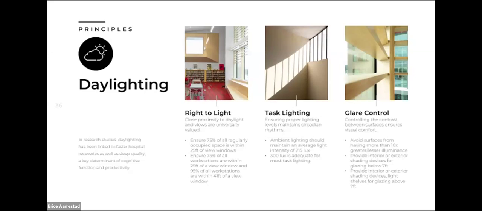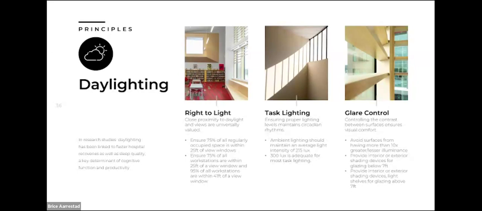A couple different rules of thumb on that is ensuring 75% of all regularly occupied space is within 25 feet of a view window. Or 75% of all workstations are within 25 feet of a view window. And then extending that, 95% within 41 feet of a view window. And that one, you'll hear me refer to it as the 75-25 rule. So 75% of the space is within 25 feet of a window.